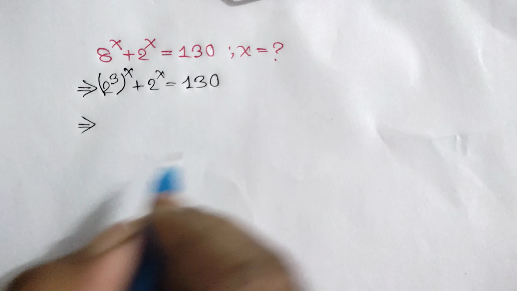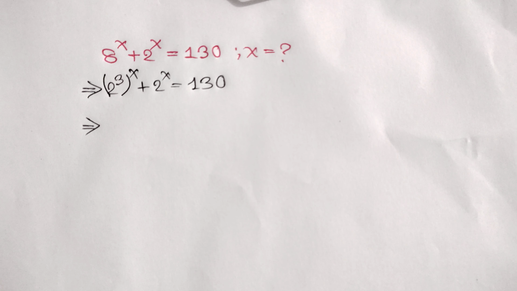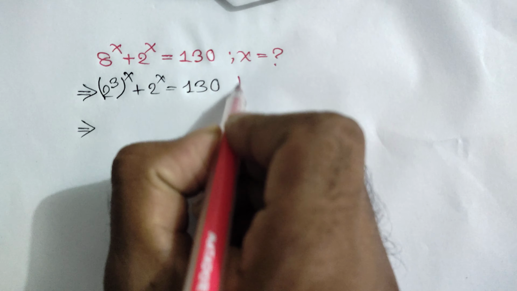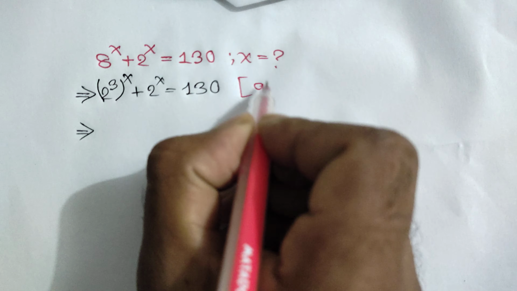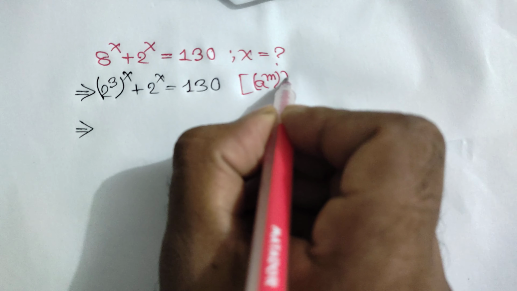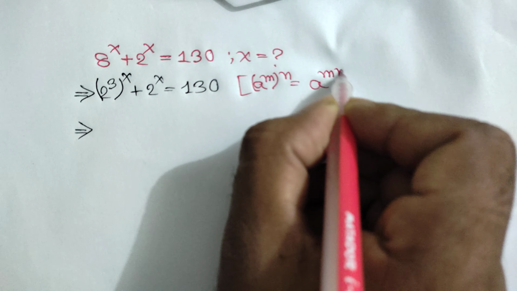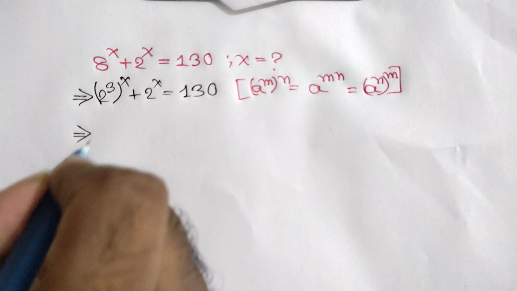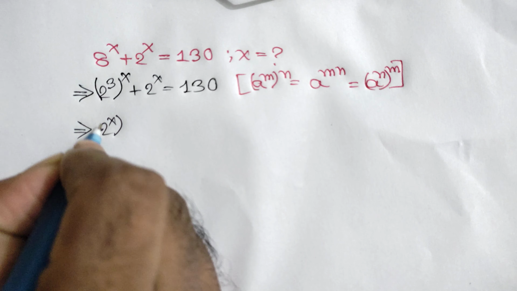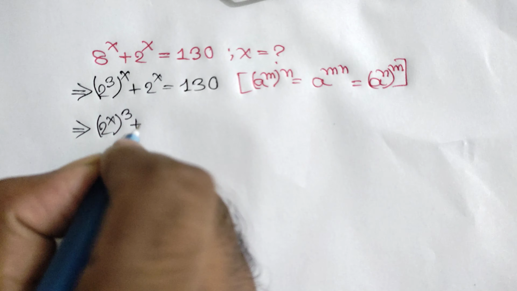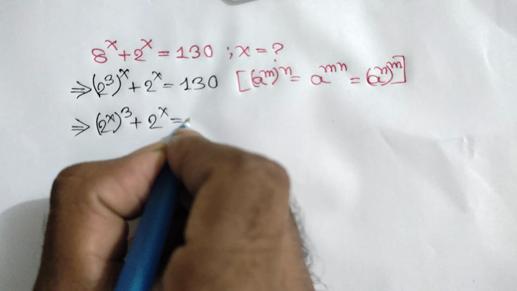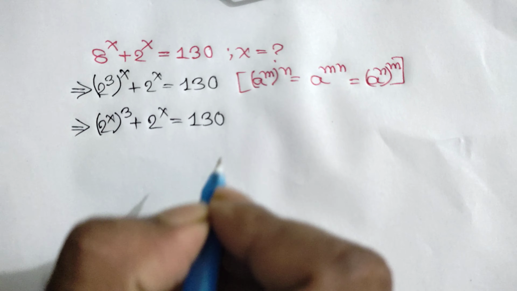Now we know an algebraic formula, the exponential rule: a to the power m whole to the power n is equal to a to the power mn, is equal to a to the power n whole to the power m. Now apply this formula. Here we can write 2 to the power x whole cube plus 2 to the power x is equal to 130.